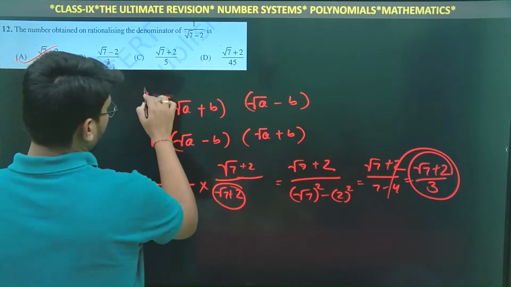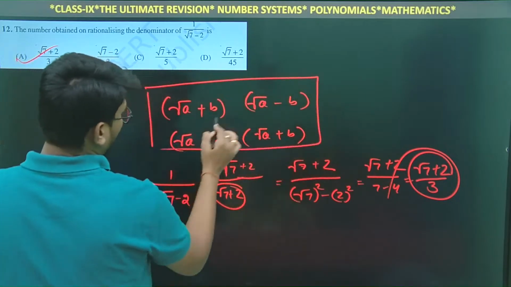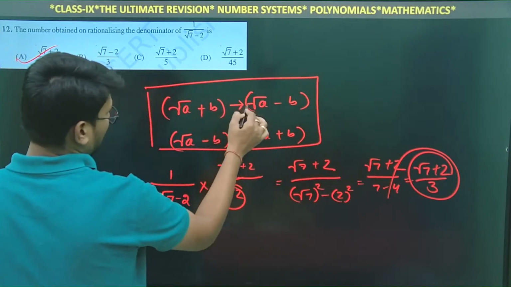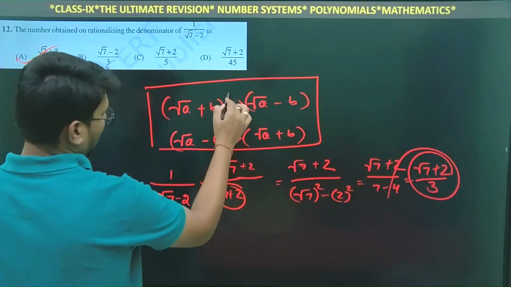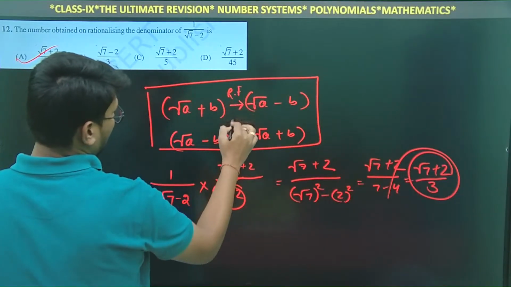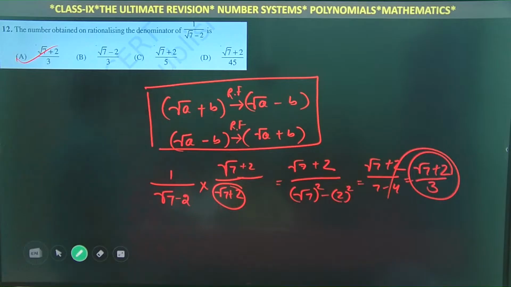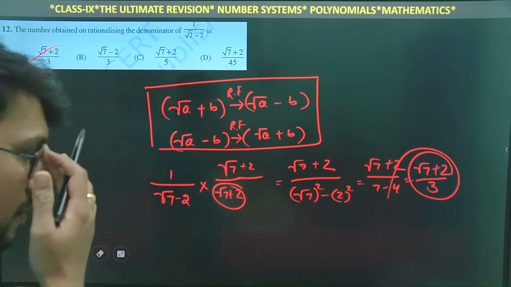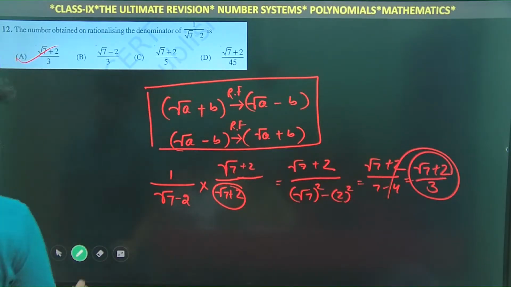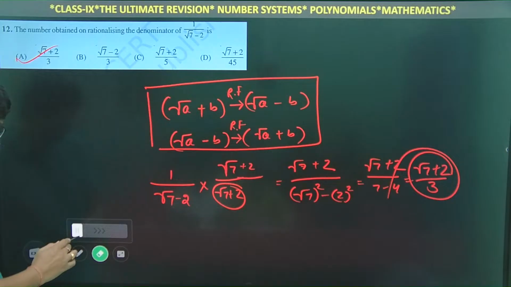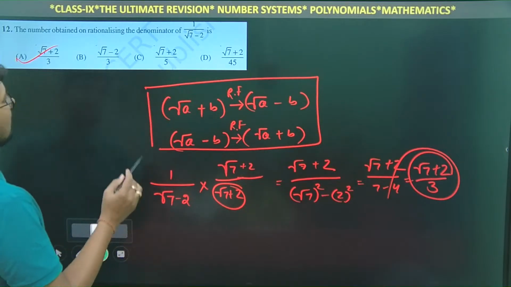So this is what? The rationalizing factor. This is the rationalizing factor of this. Rationalizing factor. Okay. Is it clear? Okay. Let's go. Next question. Shall we move? Done? Okay. Next question.